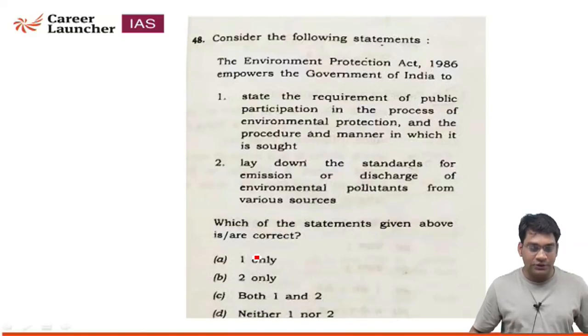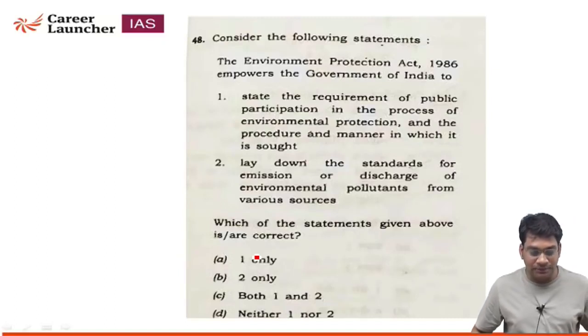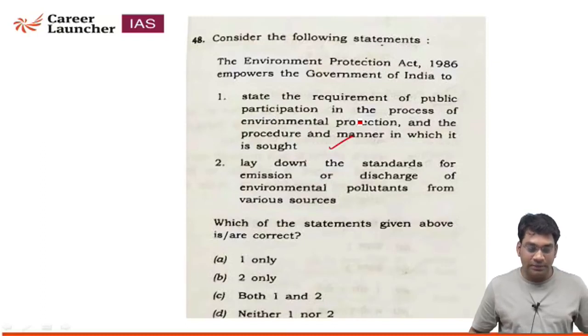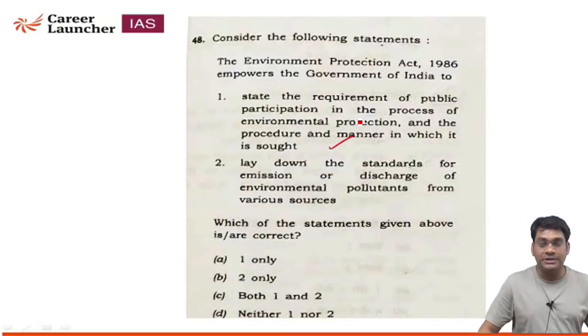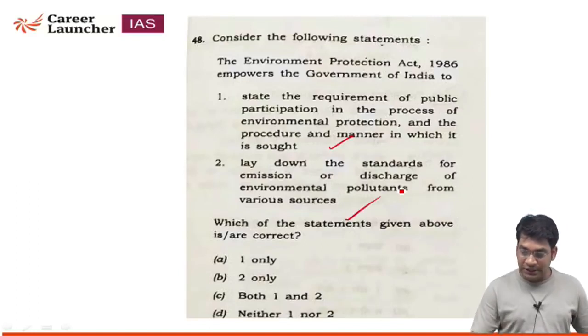Next question: consider the following statements. The Environment Protection Act 1986 empowered the Government of India to state the requirement of public participation in the process of environmental protection, and the procedure and manner in which it is sought. It is a correct statement, because a procedure is given on how public participation is required in the protection of a particular type of environment. It also laid down the standard for the emission or discharge of environmental pollutants from various sources.